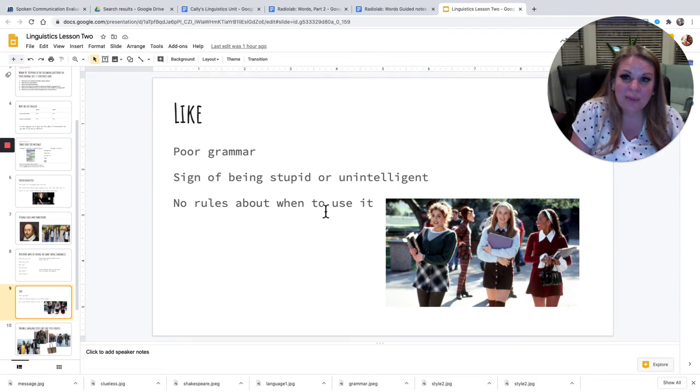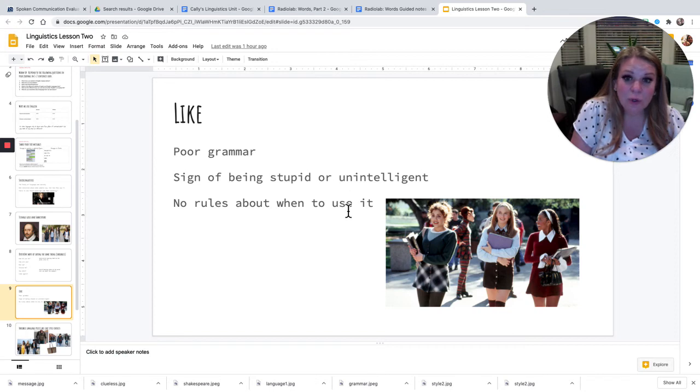I want to talk about this word like. We assume that the word like means that somebody is kind of a valley girl. They're stupid or unintelligent. They're using the word like as a filler word while they gather their thoughts for a moment or collect their language to communicate. But really, that's not really how they're using like at all.